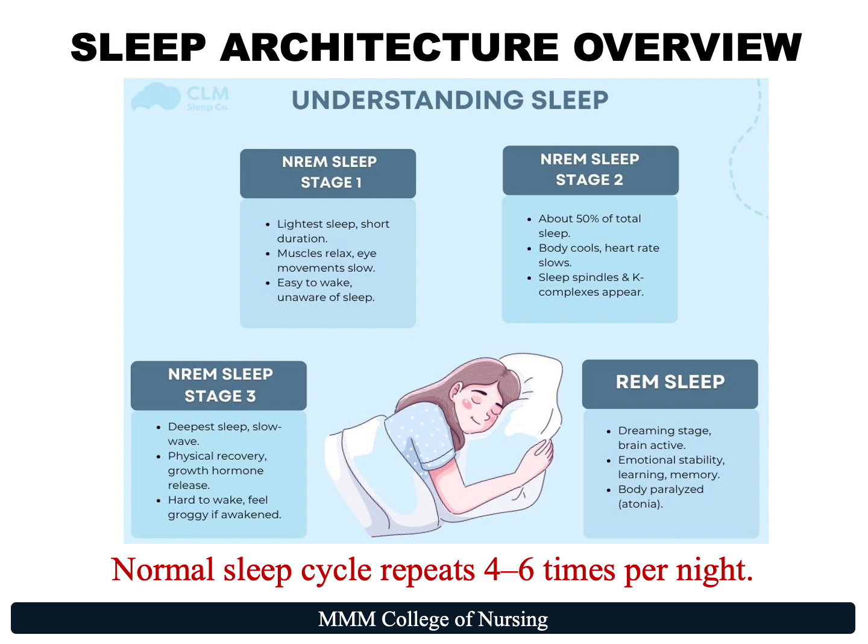The next is NREM sleep stage 2. This is about 50% of the total sleep. The body cools and the heart rate slows. Here, the sleep spindles and K complexes appear.